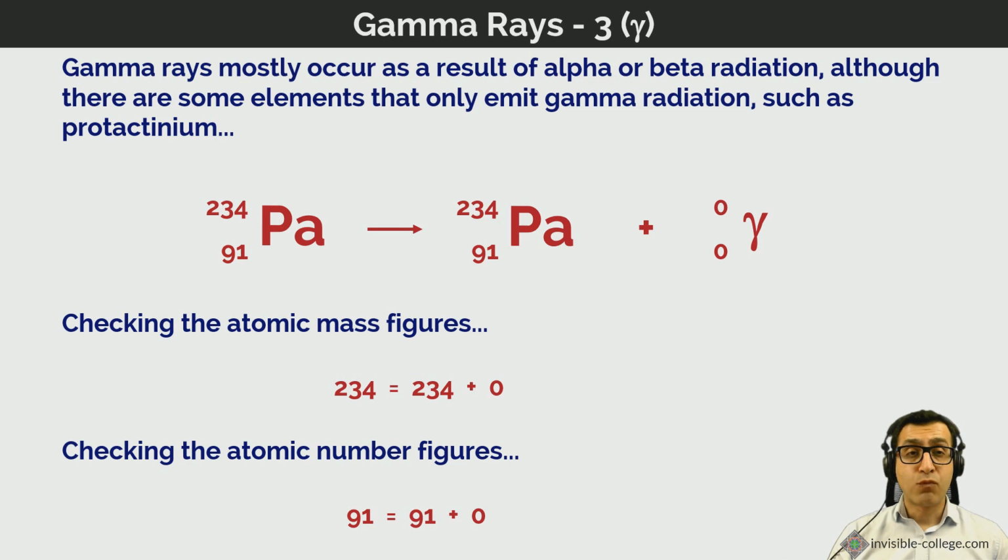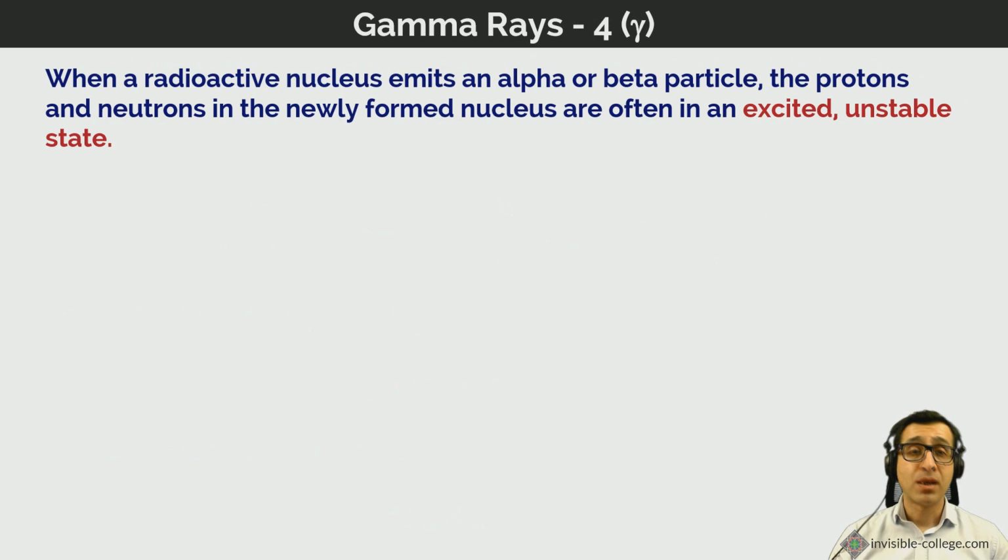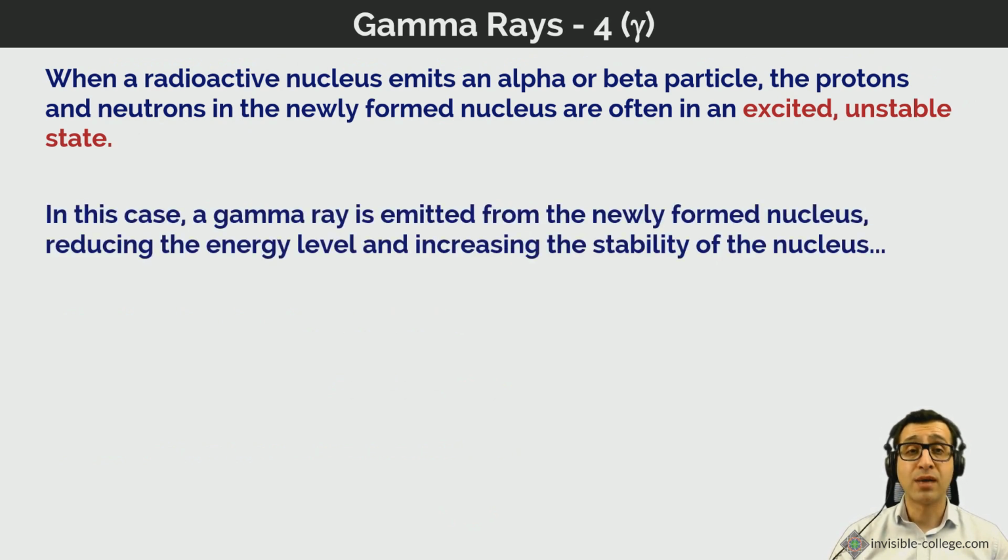So when a radioactive nucleus emits an alpha or a beta particle, the protons and the neutrons in the newly formed nucleus are often in an excited, unstable state. In this case, gamma rays can be emitted from the newly formed nuclei, and this has the effect of reducing the energy level of those nuclei even further, and thereby increasing the stability of those nuclei.